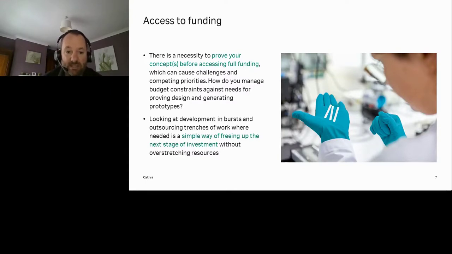One potential way around this is to look at your development in bursts, where you can outsource tranches of work if needed up front, so that's a simple way of freeing up that investment without having to overcommit or overstretch resources, because you get a very precise package of work delivered. Okay, so two more points I've got here.